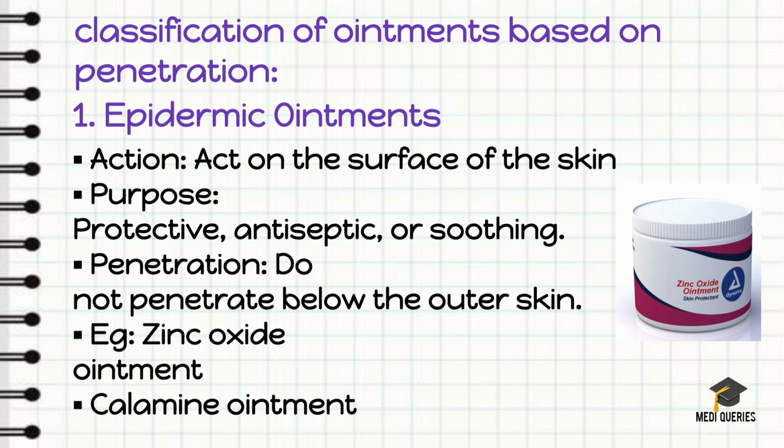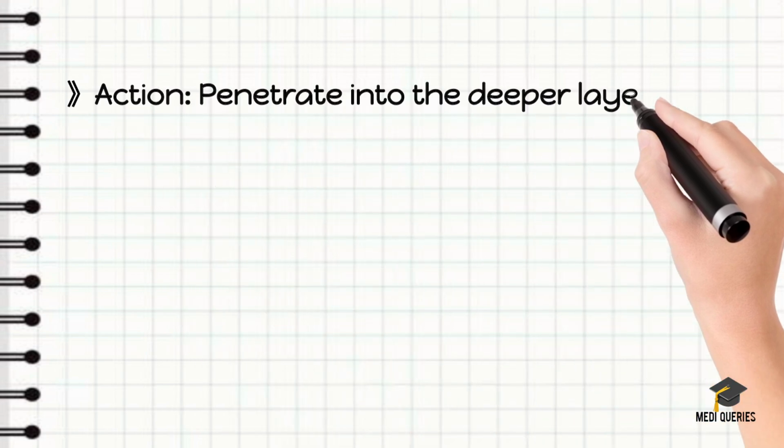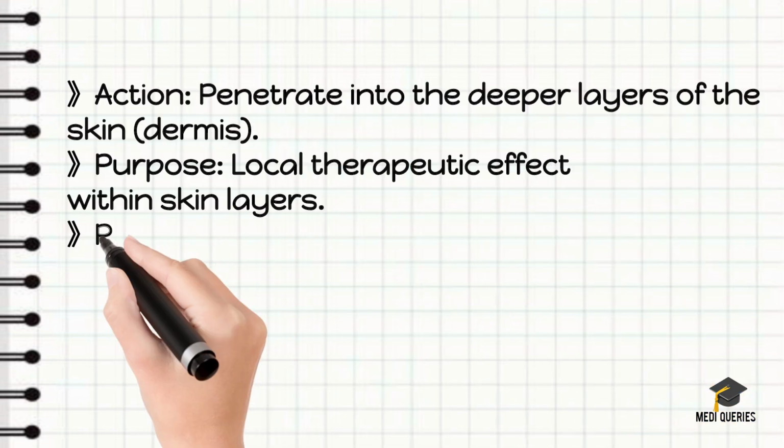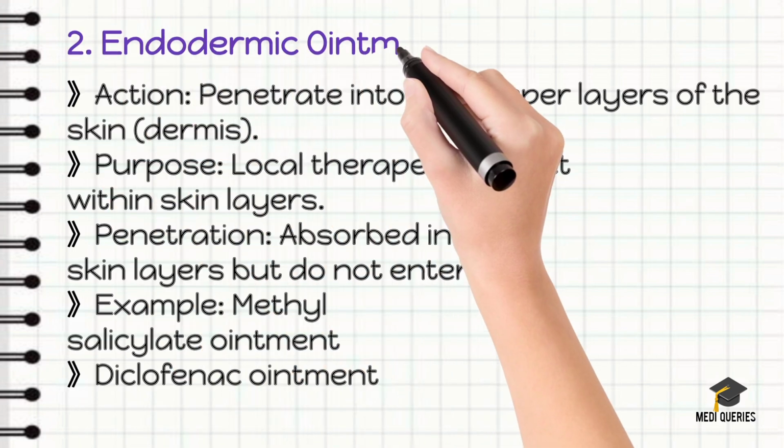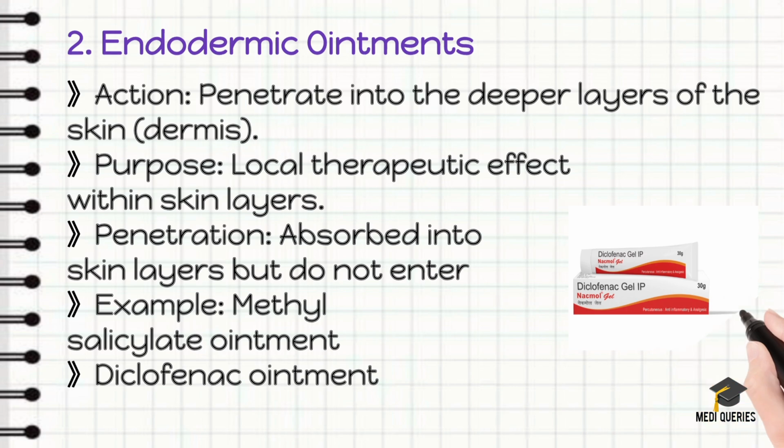And the second type of ointment is the endodermic ointment. It produces action up to the deeper layers of the skin, that is the dermis. Up to the dermis it will show action. The purpose of this ointment is local therapeutic effect within the skin layers. Okay, it is absorbed into the skin layers but does not enter the bloodstream. Examples: methyl salicylate ointment used for muscle pain and diclofenac ointment used in joint pains.